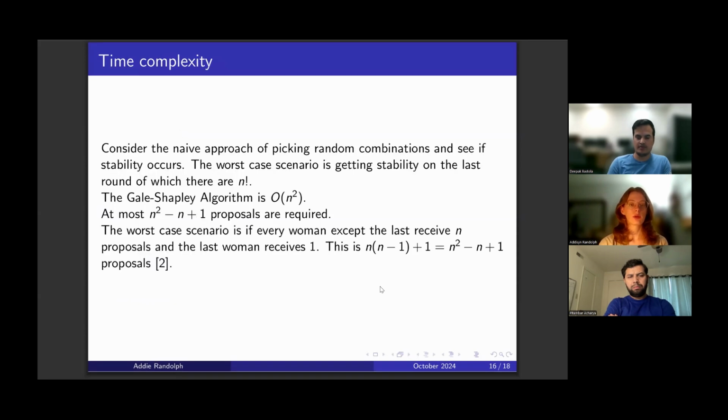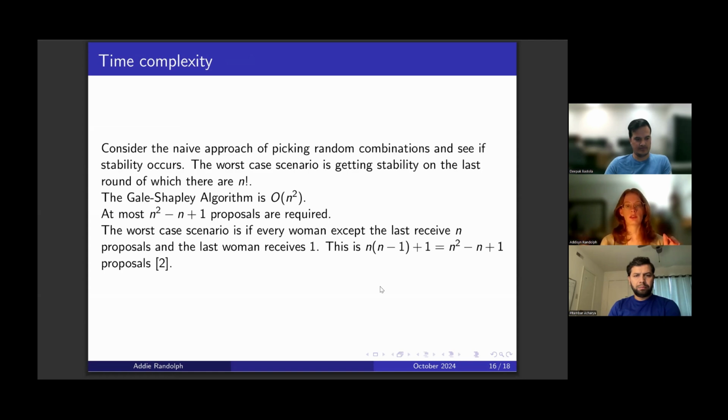All right, so we want to talk about time complexity and why this is a nice algorithm. The naive approach, if we had n men and n women, and we just wanted to create some stable marriages, would just be to kind of guess. And the worst case scenario of getting stability is if we do a really bad job of picking them, and each time we just make a list, we match the n people, and then we check it and it's wrong, and we do it n factorial times, right?